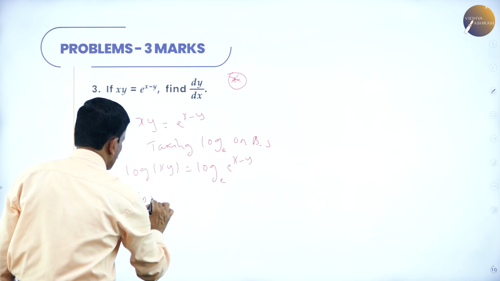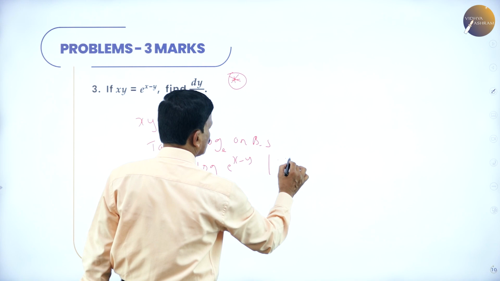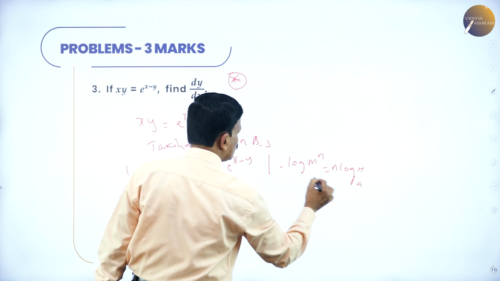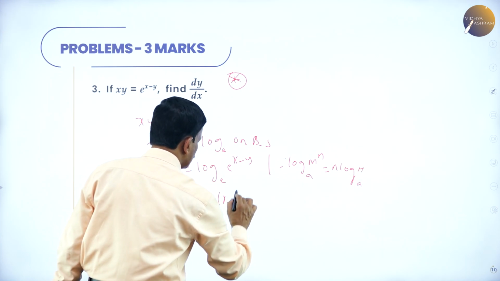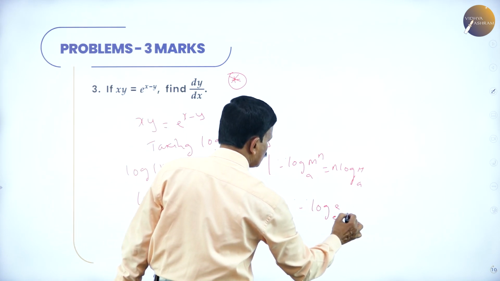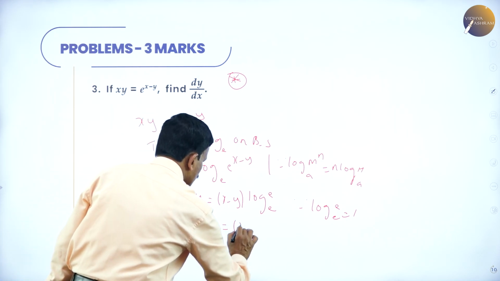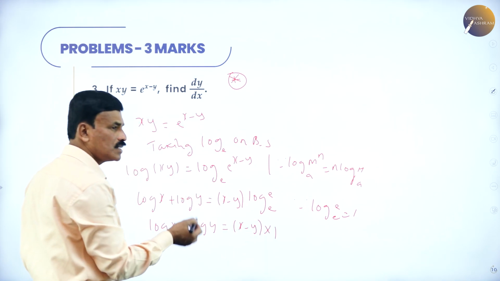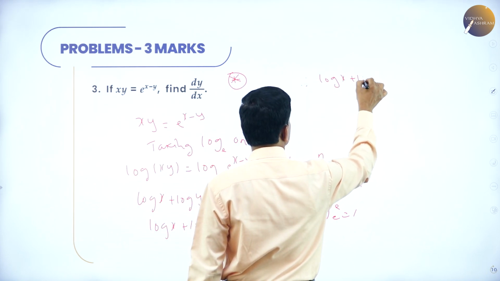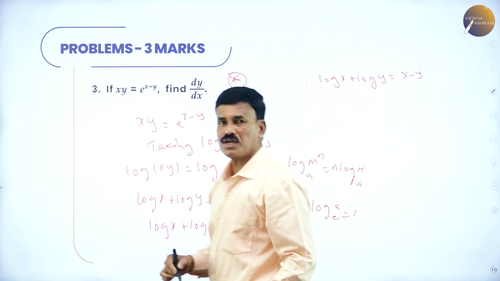So, this is of the form log of m into n is log m plus log n, so log x plus log y is equal to, since this is of the form log of m to the power of n is equal to n log m to base a, (x minus y) into logarithm of e to base a. Since you know log e to base e is equal to 1, log x plus log y is equal to (x minus y) into 1, which is x minus y.